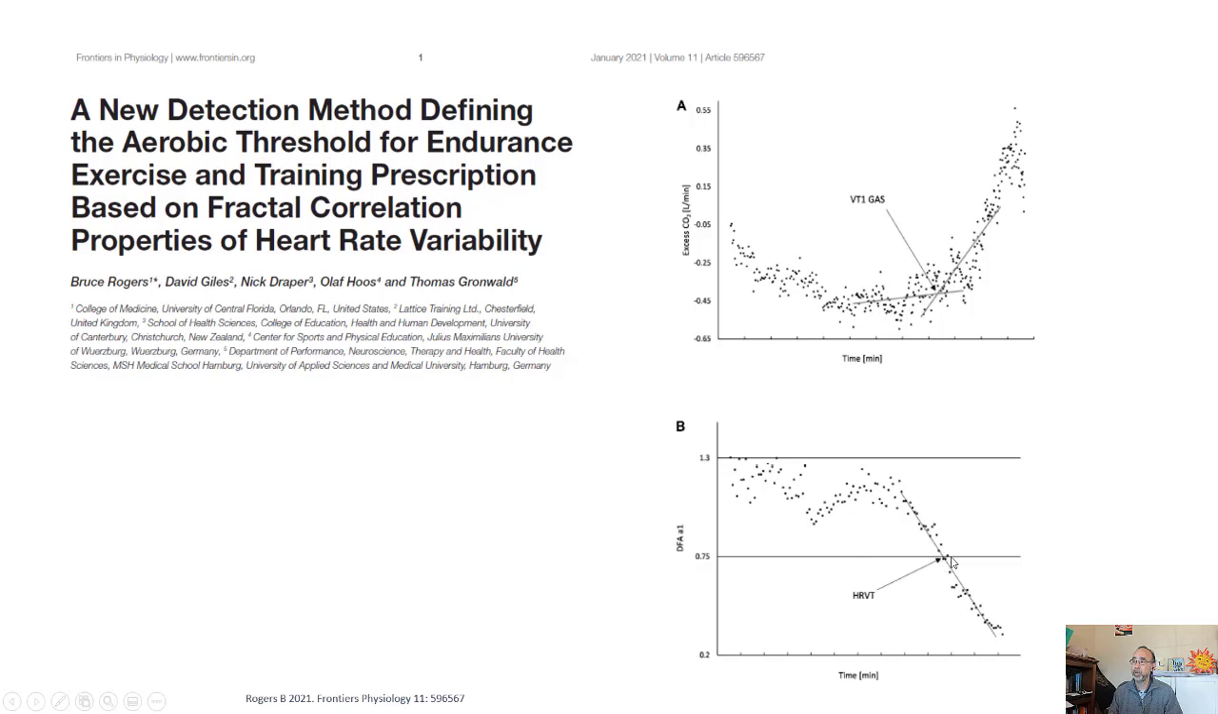And according to Bruce Rogers, there is a cutoff of 0.75, which correlates to LT1, or in other words, the threshold of the lactate buildup. This is not established. Certainly, this group has published a number of other studies, but this probably needs to be validated.